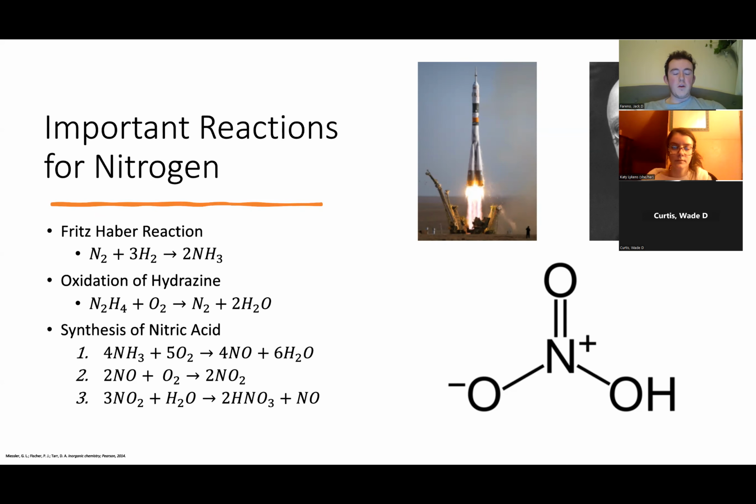This is a three-step reaction that ends up with HNO3, which is nitric acid. And nitric acid is important for synthesizing ammonium nitrate, which is commonly used in things such as fertilizers and explosives like TNT.